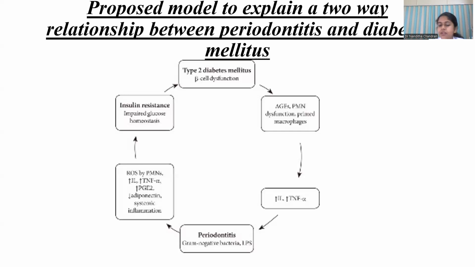Turnover doesn't happen, so the weakened or less soluble collagen will be present in the tissue, which breaks down easily in the presence of mild inflammation. Thus, diabetes can increase the severity of periodontitis. So this is a simple two-way mechanism of how diabetes and periodontitis are linked.